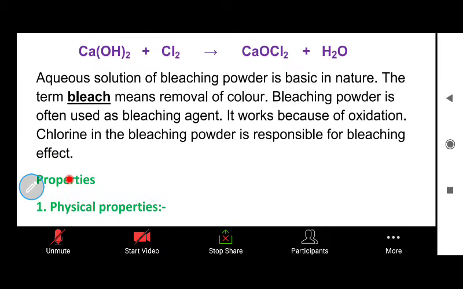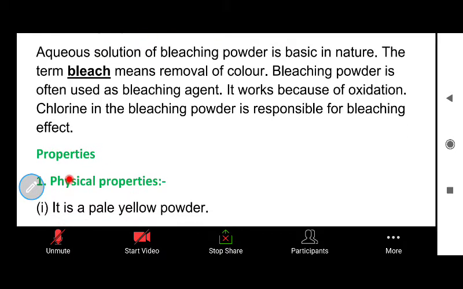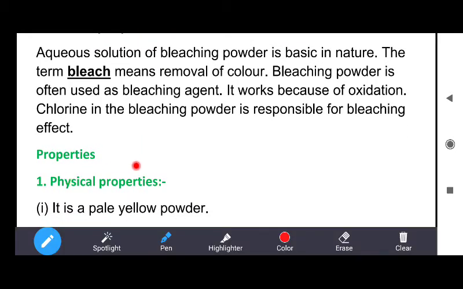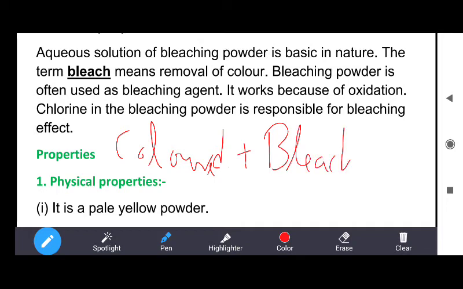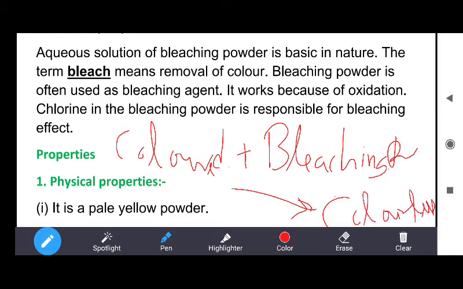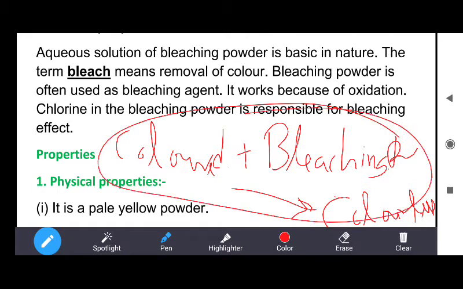So the bleaching effect, I will discuss also. If you have any colored substance, and you react the colored substance with bleaching powder, then a colorless substance is formed. This property is called bleaching property. So simple, see.